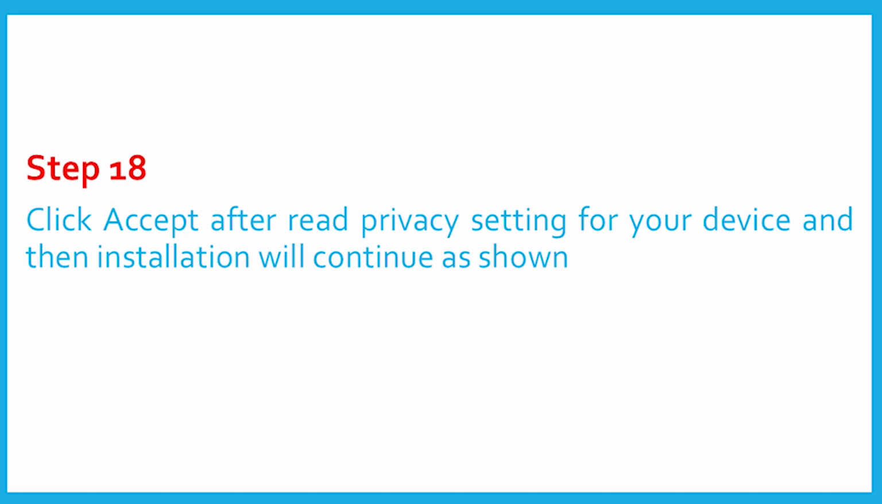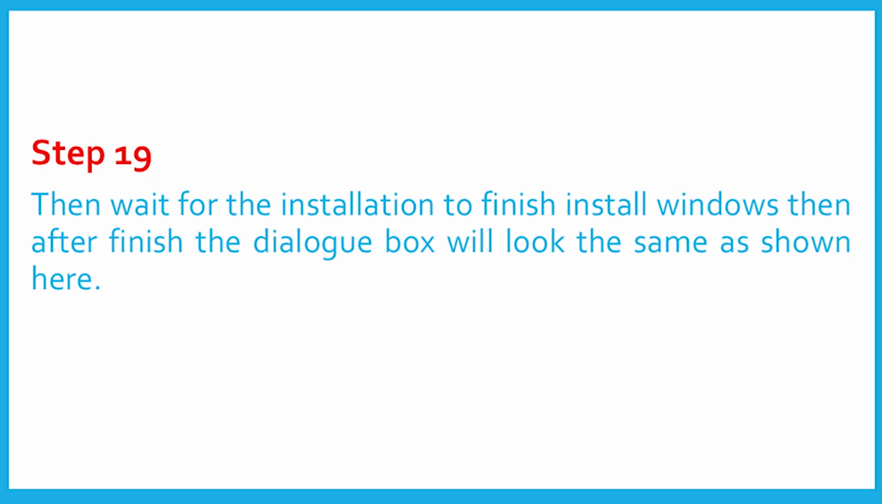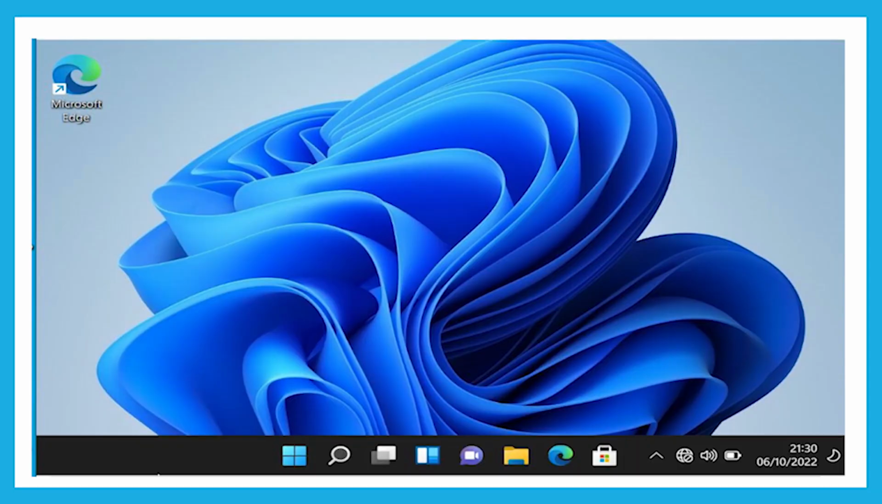Step 18. Click Accept after read privacy setting for your device, and then installation will continue as shown. Step 19. Then wait for the installation to finish. Install Windows, then after finish the dialog box will look the same as shown.